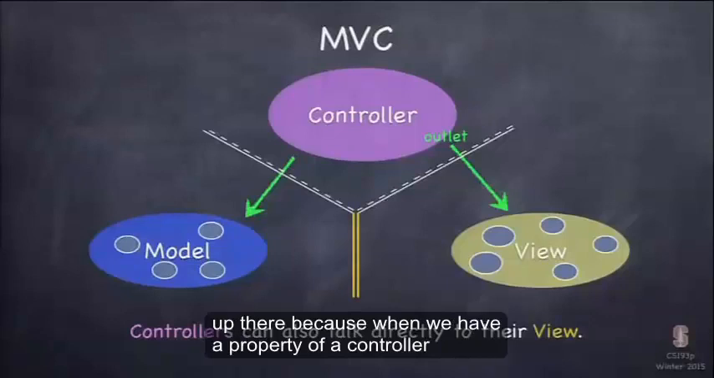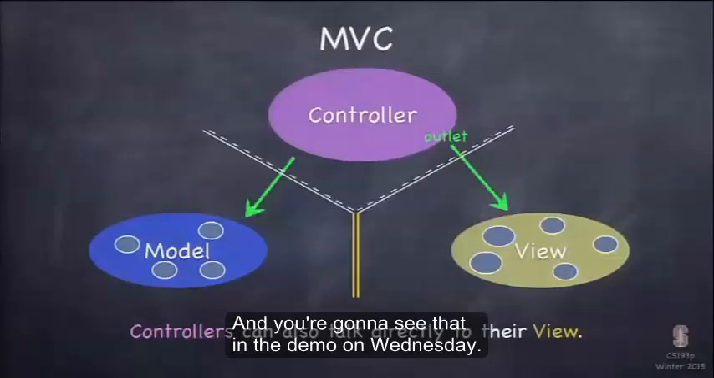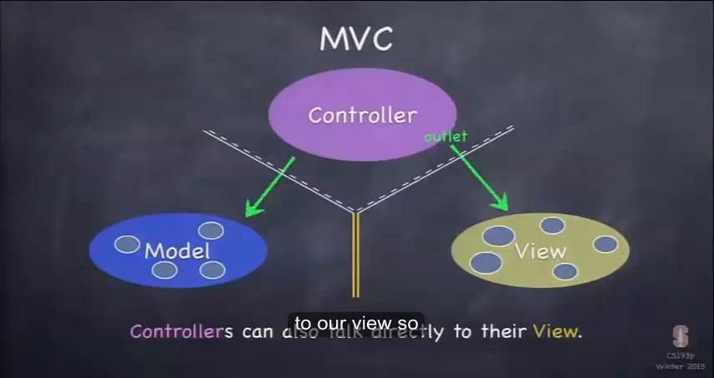I've put that little green word outlet up there because when we have a property of a controller that points into the view, we call it an outlet. You're going to see that in the demo on Wednesday, where I'm going to say, let's create an outlet from our controller to our view so our controller can talk to its view.